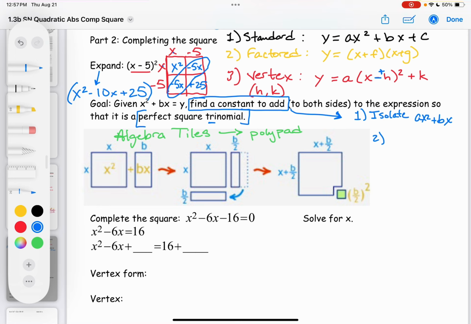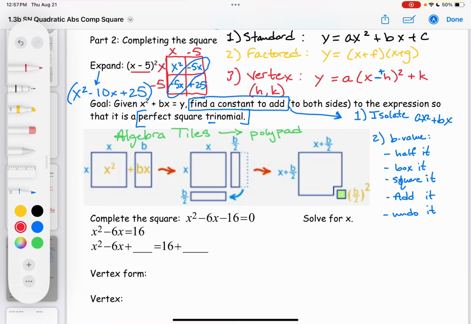Because the next thing you want to do is take your b value, and you want to half it. Box it. Square it. Sorry, I can't write. Square it. Add it. Undo it. And as I go through these, I'll try to use that language quite a bit.